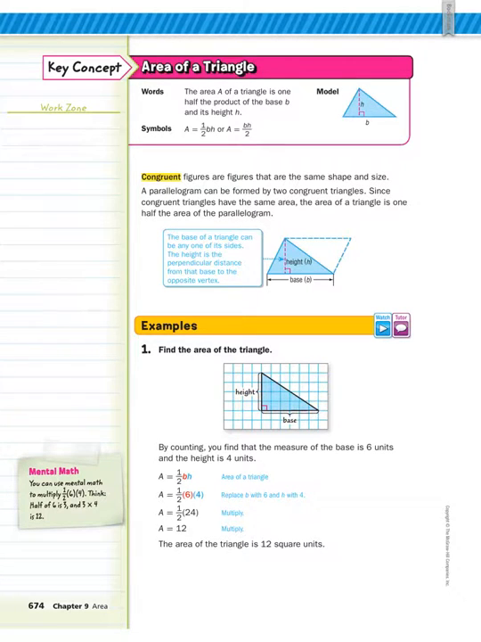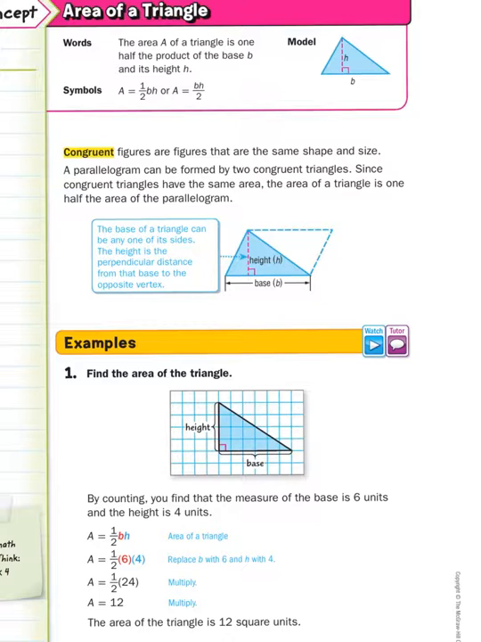All right, it's time to learn how to find the area of a triangle. So yesterday you did the inquiry lab, and that showed you how if you found the area of a parallelogram, you can just cut that in half to get the area of a triangle. But today we are going to use the formula for area of a triangle.